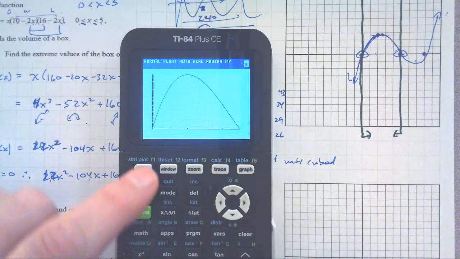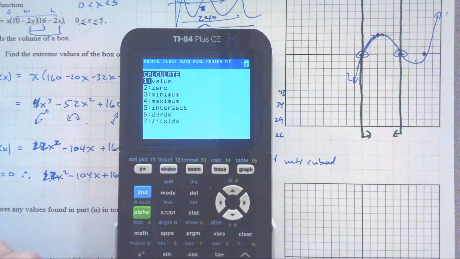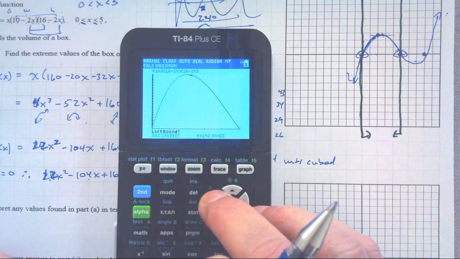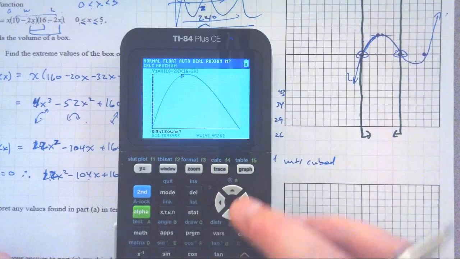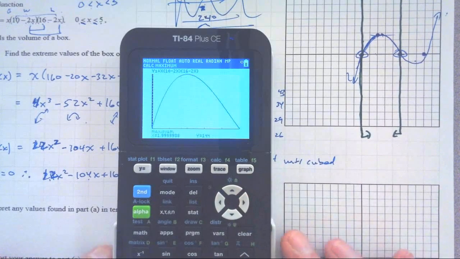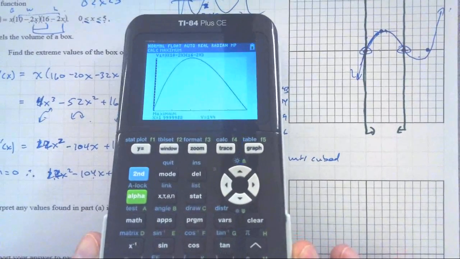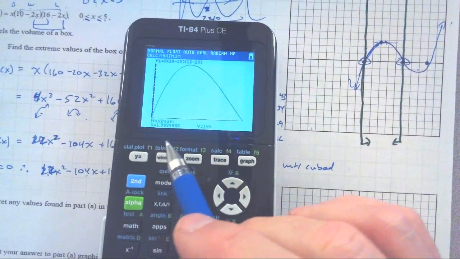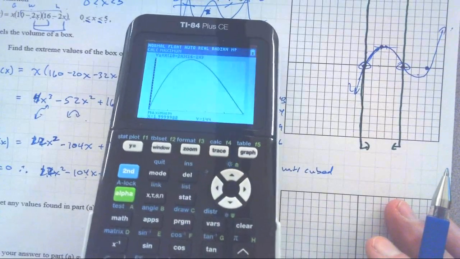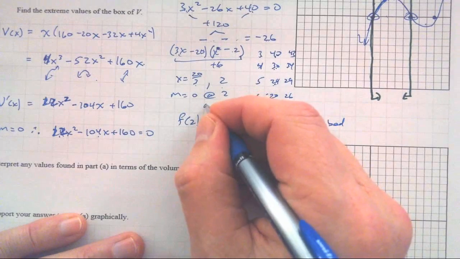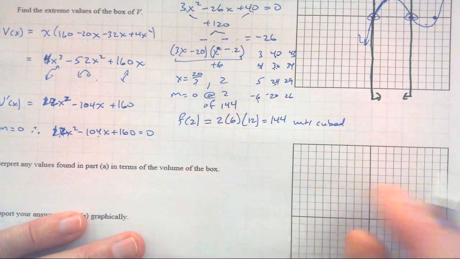Let's go second calc max. Second calc maximum. Let's get to the left. Come on, you can do it. Let's get to the right. Enter, enter. And give me a 144 there. Yay. 144. And it happens at 1.9999998. And that's us having to be smarter than our calculator. So we have a maximum at 2 of 144 confirmed.